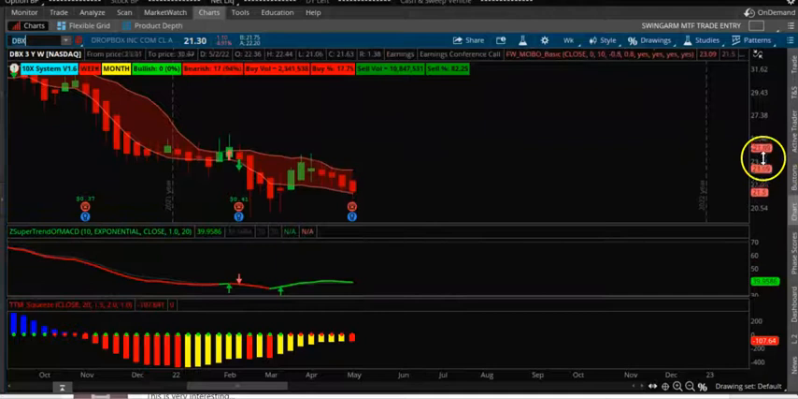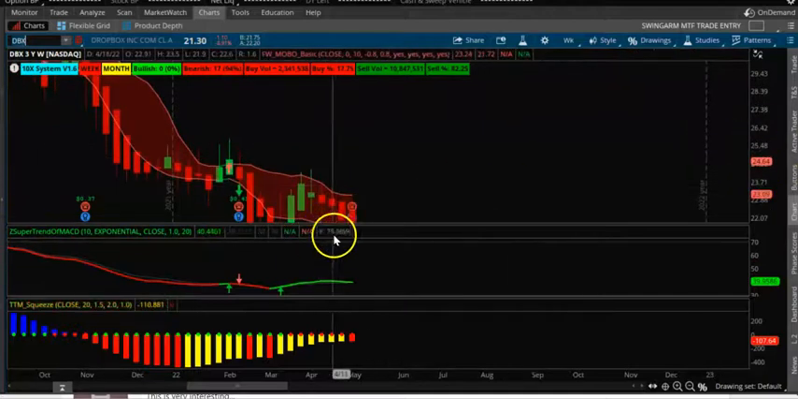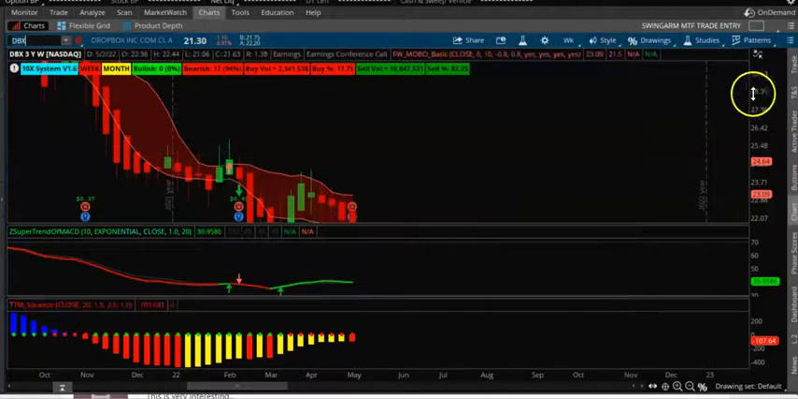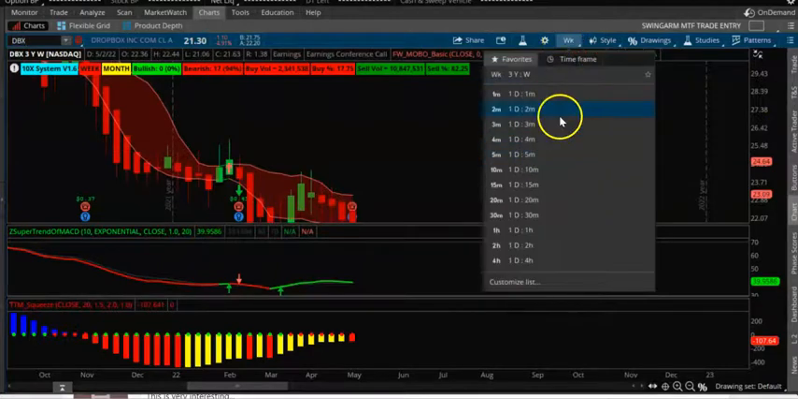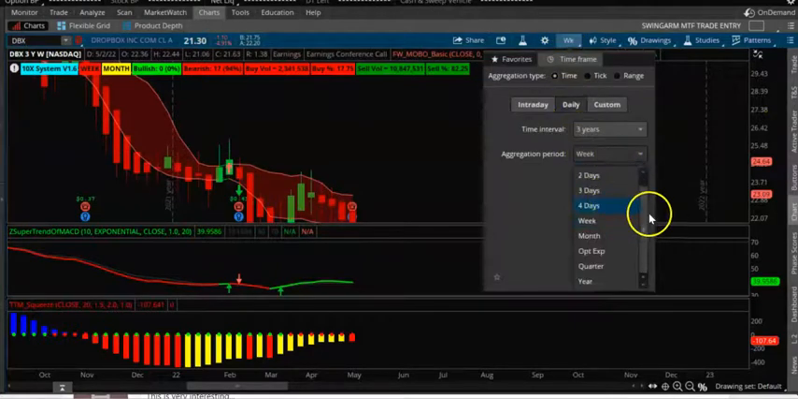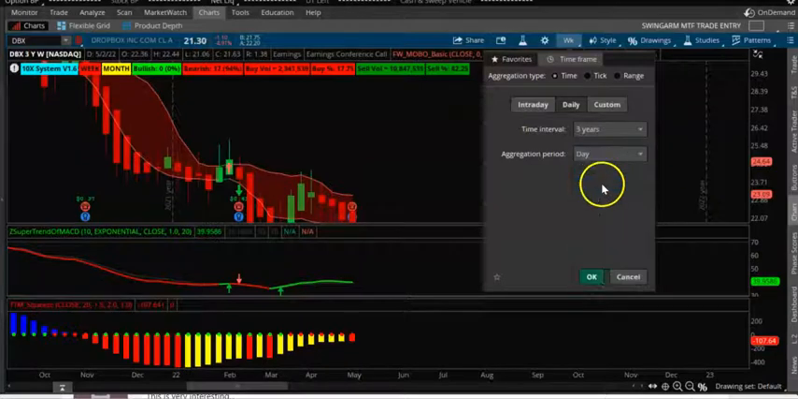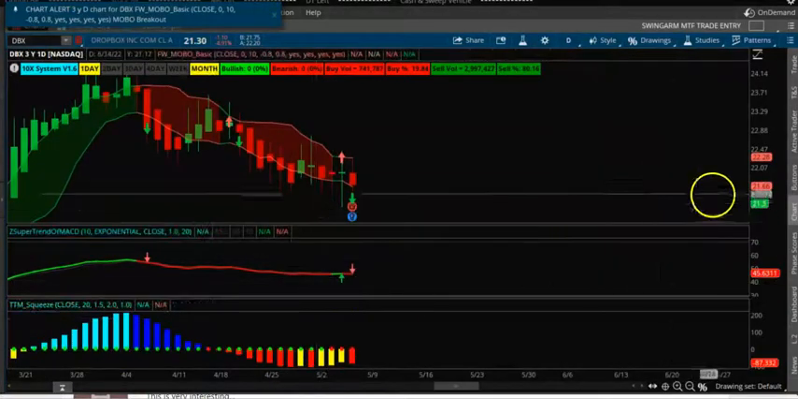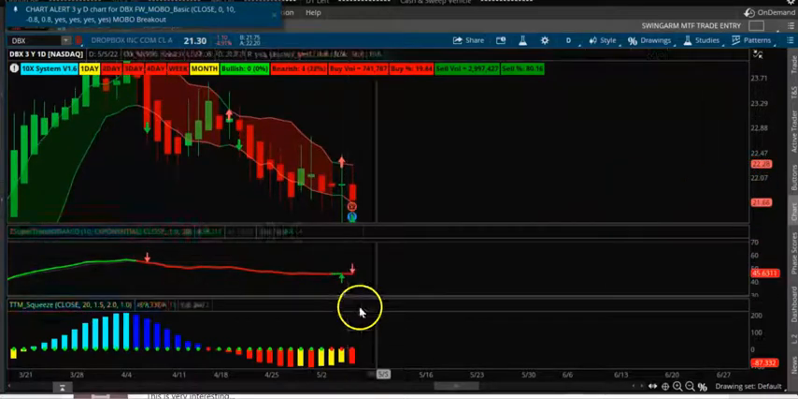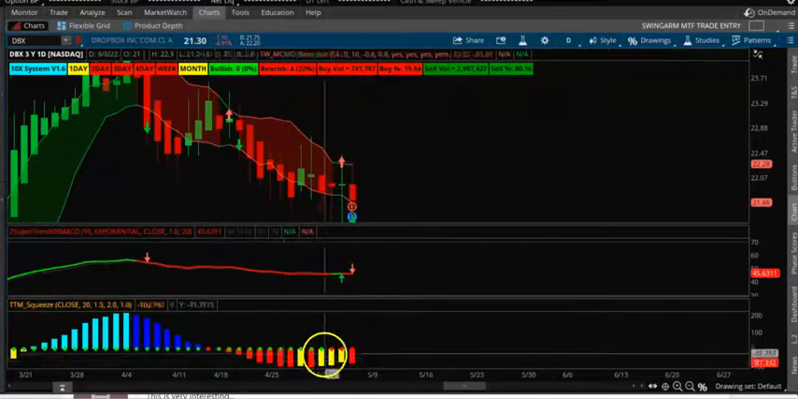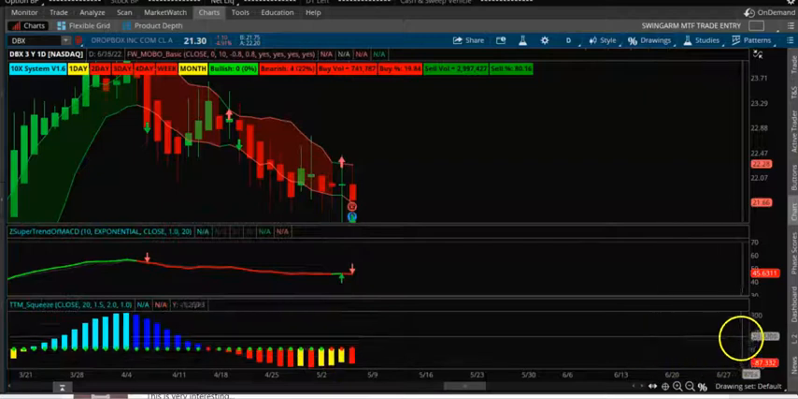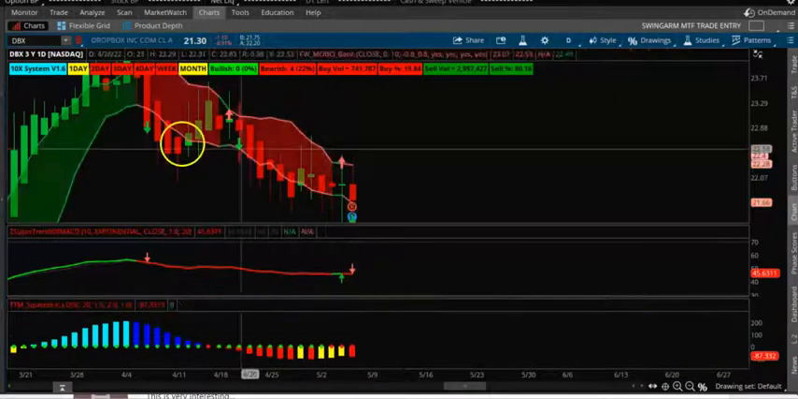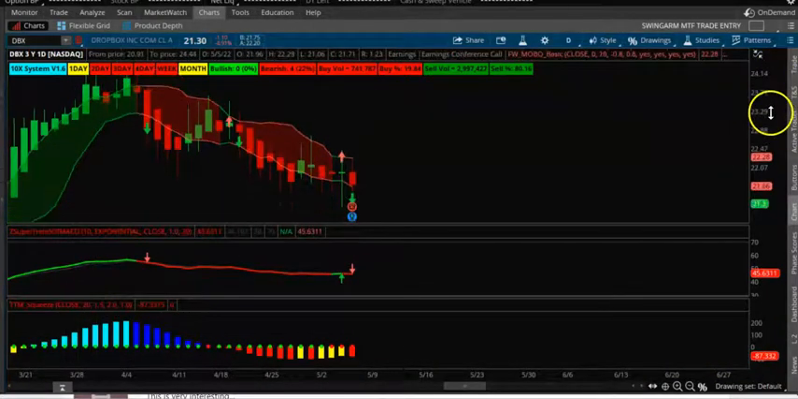Let's see, giving a bullish signal. It's a daily, right? We don't want to do daily. Sorry, weekly. See a very bearish signal, because it was uptrending and then now it became downtrending. So this is how you can also scan for stocks which you want to play.